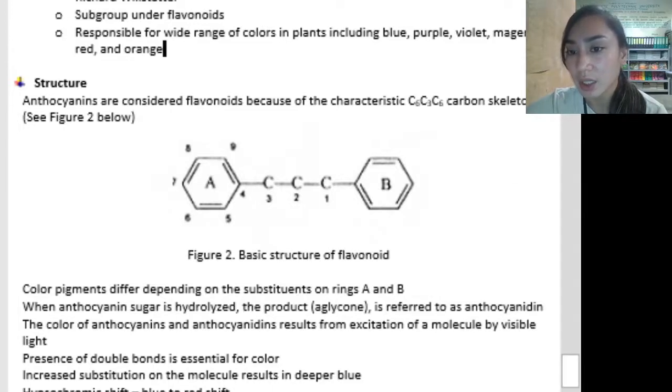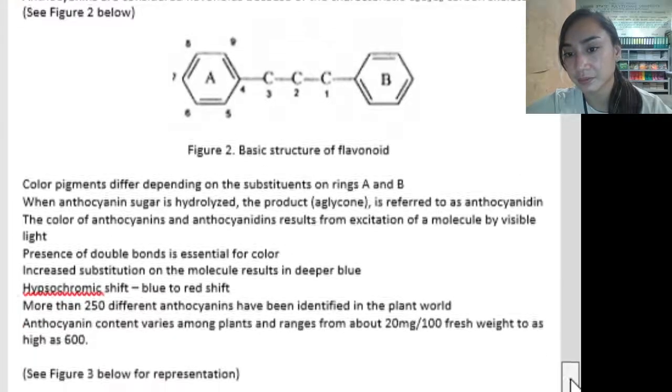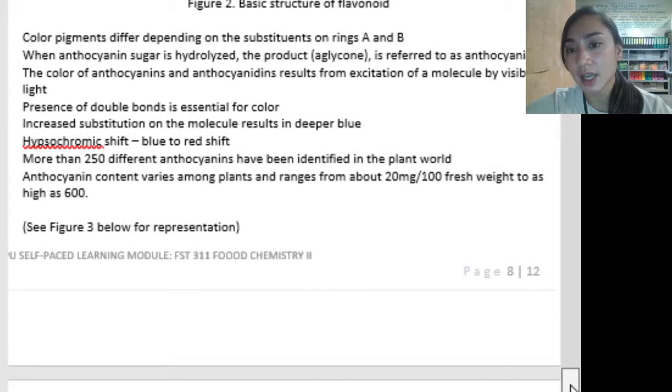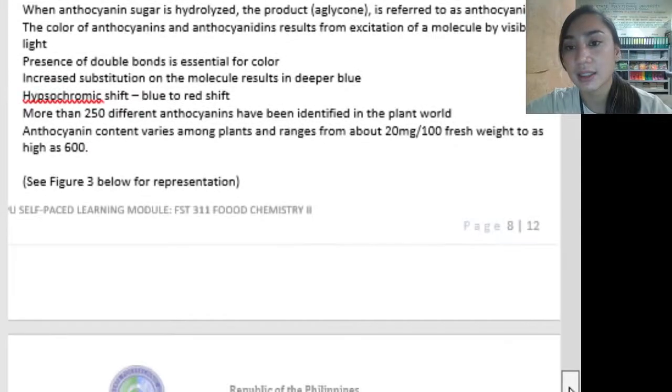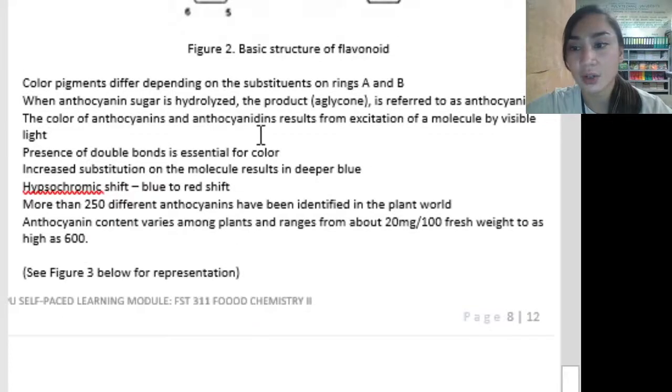Okay, so color pigments differ depending on the substituents on rings A and B. So, once mag-iba lang yung substituent, when we say substituent, yun yung attachment, no, from any of these carbons, nag-iiba daw yung color. So, the color of anthocyanins and anthocyanidins result from excitation of the molecule by visible light. So, if there is a presence of double bonds, essential siya for color. Without the double bonds, maybe baka mabago yung color niya, no?